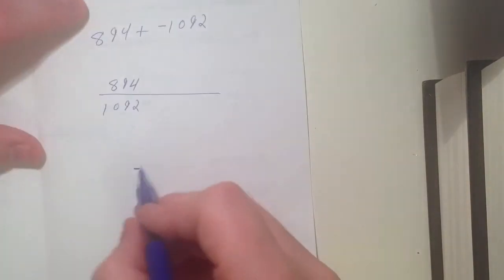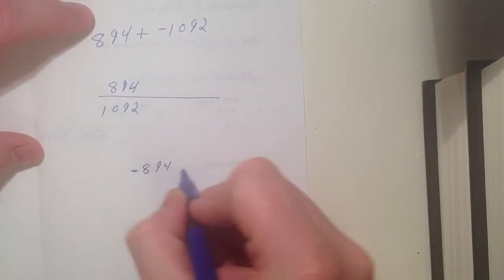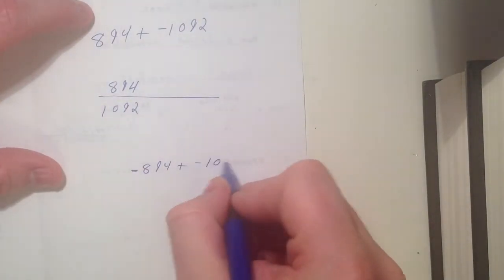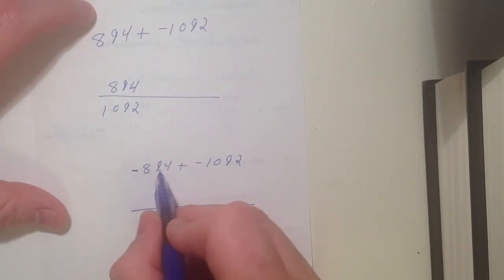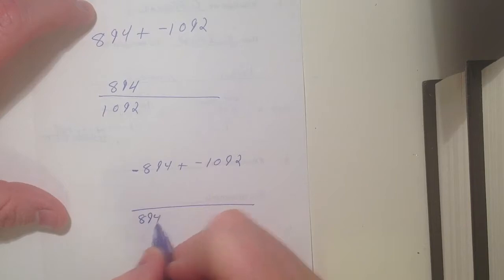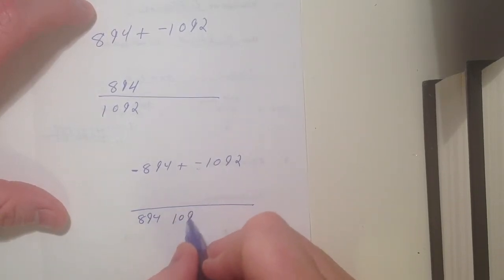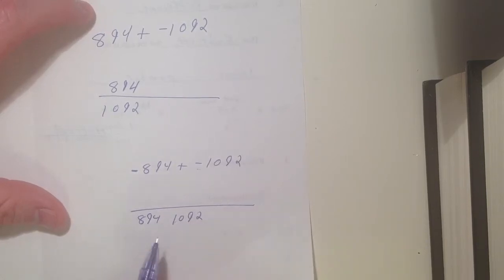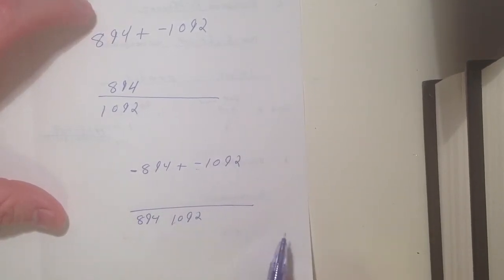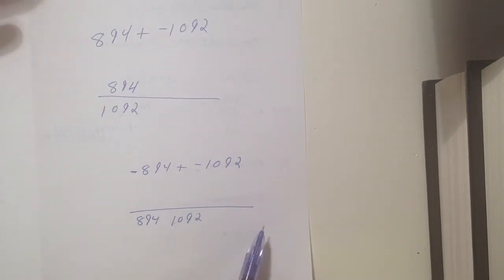Again, you don't have to write this down, just watch for a second. If they're both negative, then negative 894 is going to be on the bottom, and negative 1092 is on the bottom. I have 894 tick marks on the bottom, and I have 1092 tick marks on the bottom. So how many do I have in total? I just add them up, and that's how much I have. They're all going to be negative.